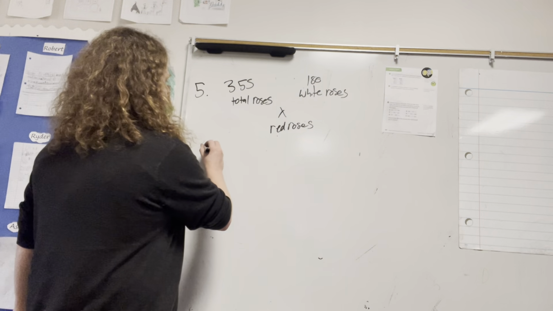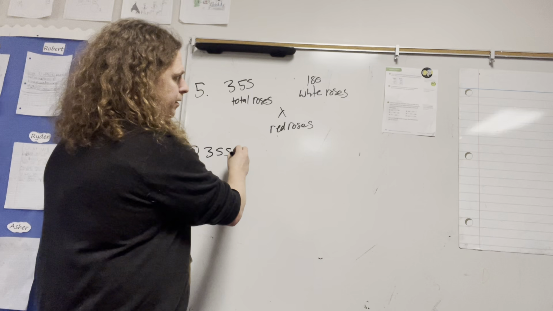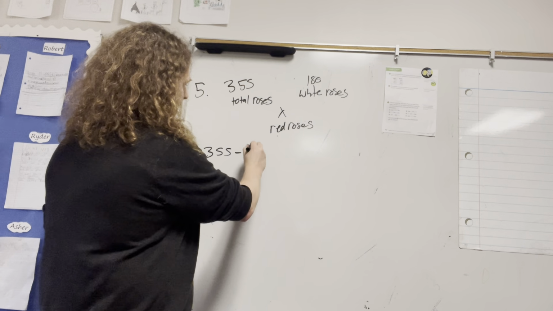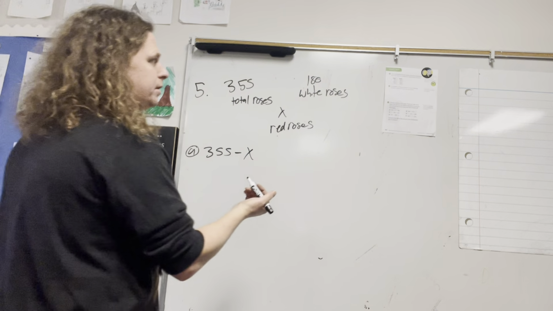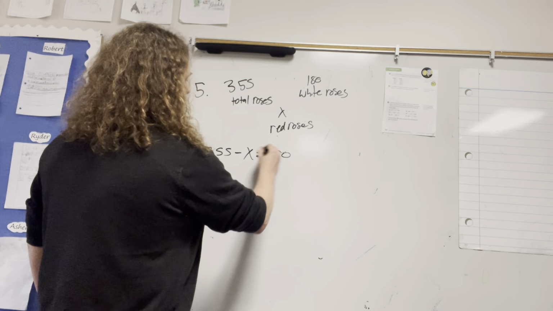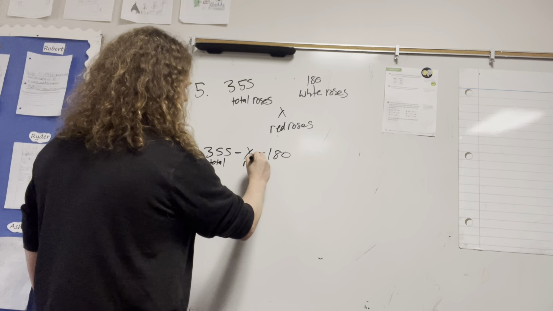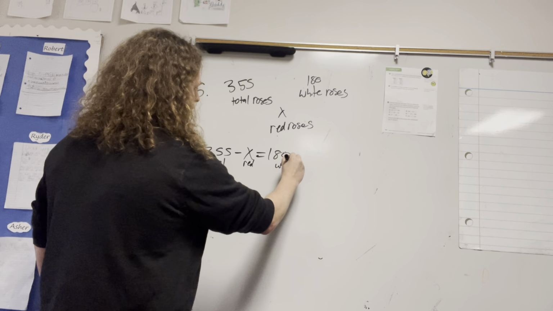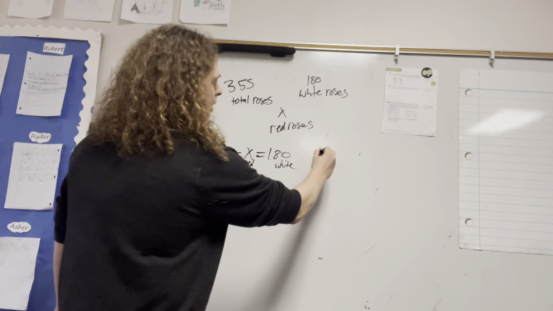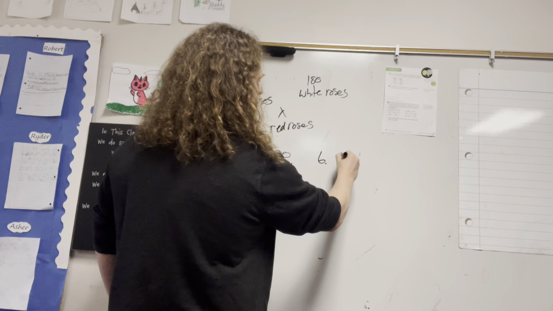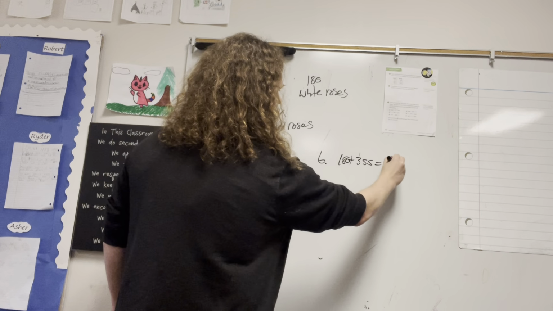So we just find out which of these equations down here will show us how many red roses there are. So if we have 355, this is A. 355 minus X, again, they're using a question mark. I like using the X. Equals 180. That makes sense. 355 total roses minus the red roses will equal the white roses. Perfect. A makes sense.